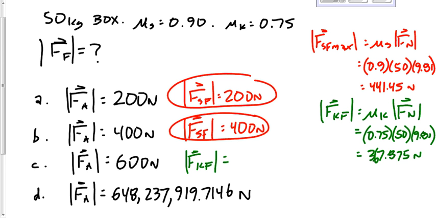What is it? 367. Except where do I round that to? 2 digits. Now I can't round 367 to 2 digits without putting it in scientific notation, right? So I'm going to round that to 3.7, right? 3.7. How many places did I move the decimal? 1, 2. 3.7 times 10 to the 2 newtons.